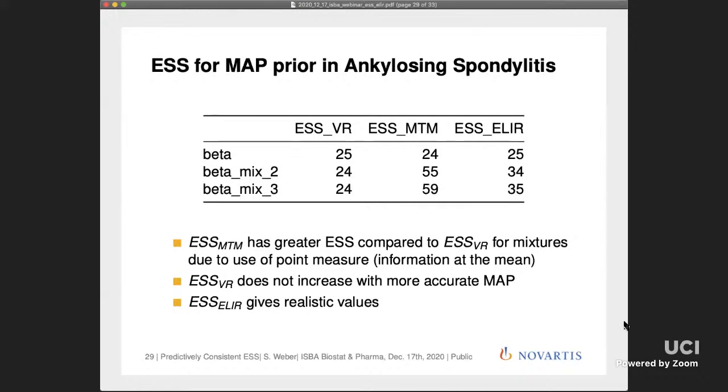So now let's look at what ESS ELIA has to say about the ankylosing spondylitis example. Here, we get numbers which are just in between the other almost extremes, the variance ratio and the Morita method. These are, on the other hand, relatively realistic values for us, and they fulfill the predictive consistency requirements, such that we feel more comfortable using these numbers and calling this the appropriate effective sample size of the prior.